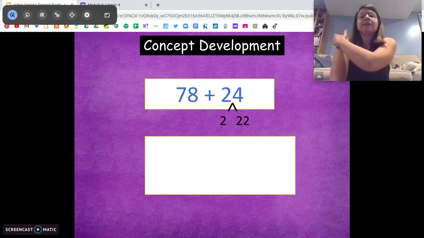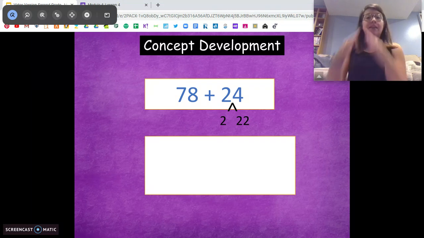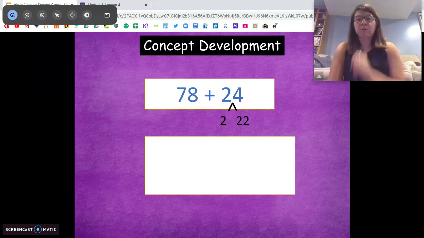All right, try this one. 78 plus 24. Think about which number is closer to the 10, how you're going to make that 10, and then make your number bond based on that. So pause and do that now, and then come back when you're ready.